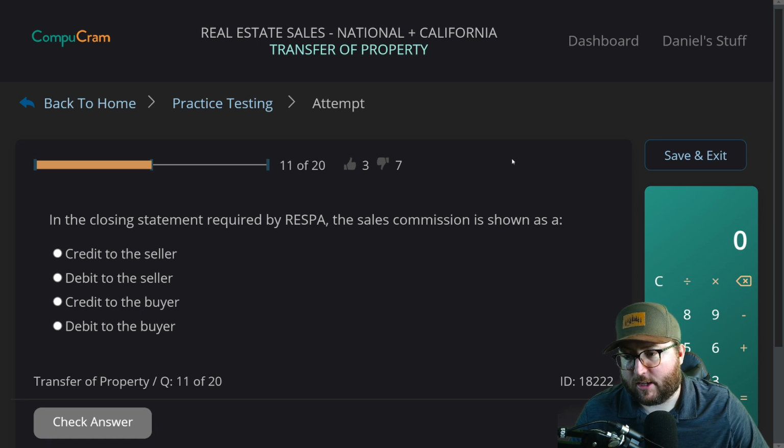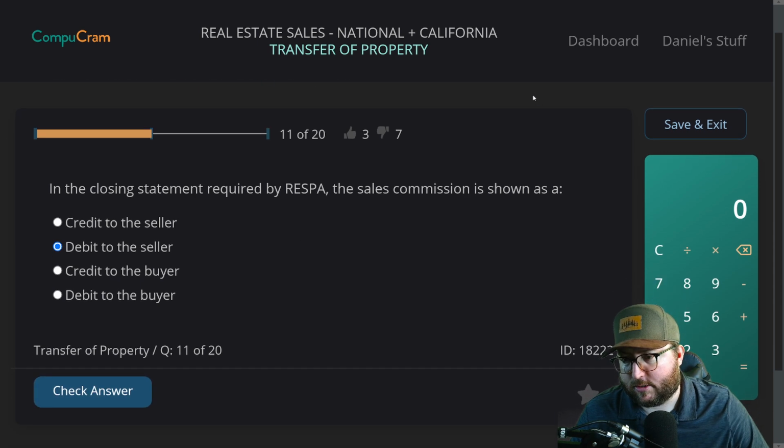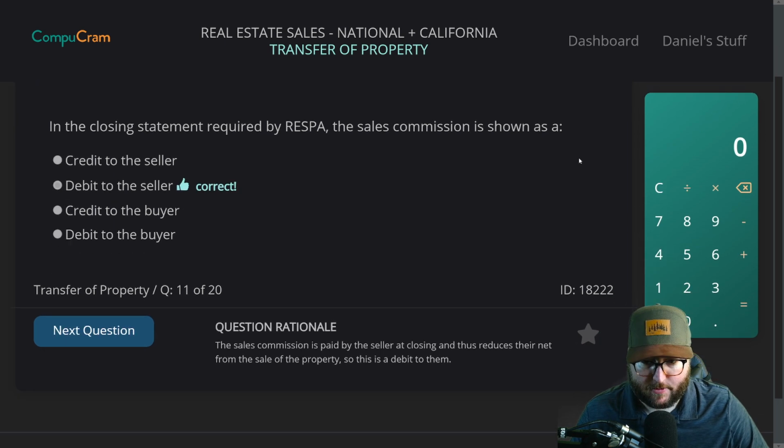Question 11. In the closing statement required by RESPA, the sales commission is shown as a credit to the seller, debit to the seller, credit to the buyer, debit to the buyer. I want to say debit to the seller. Sales commission, seller pays, usually. Correct. Sales commission is paid by the seller at closing and thus reduces their net from the sale of the property. So this is a debit to them.